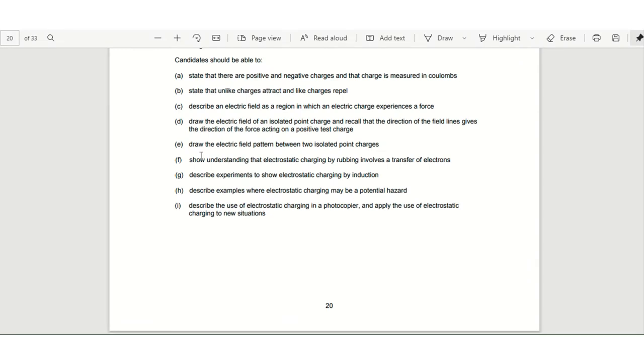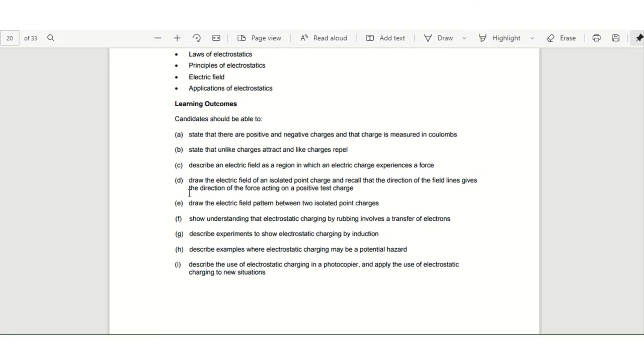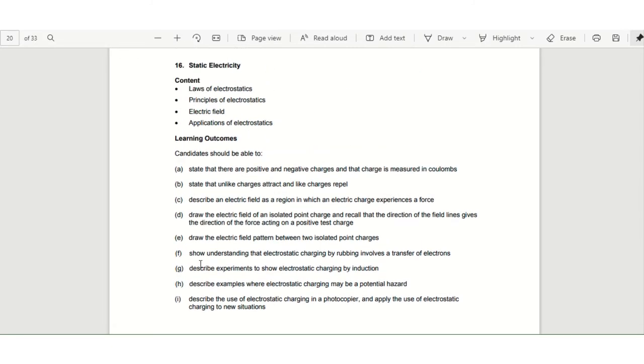Now that we have talked about drawing of electric field patterns, next let's talk about the other points in the syllabus. So now let's take a look at: show understanding that electrostatic charging by rubbing involves a transfer of electrons.